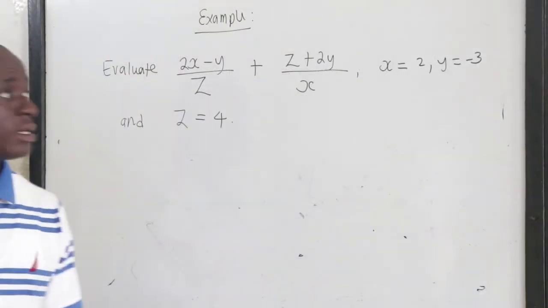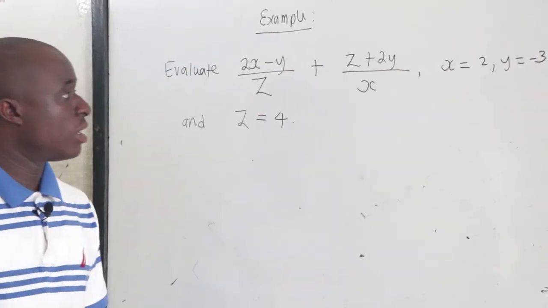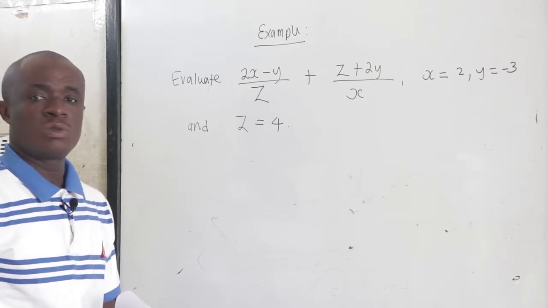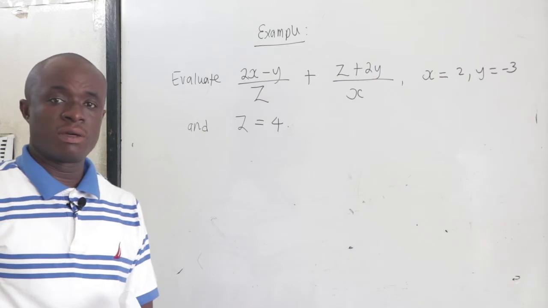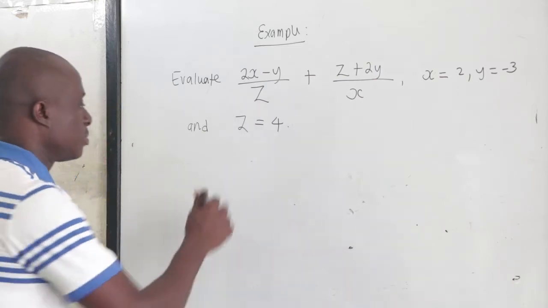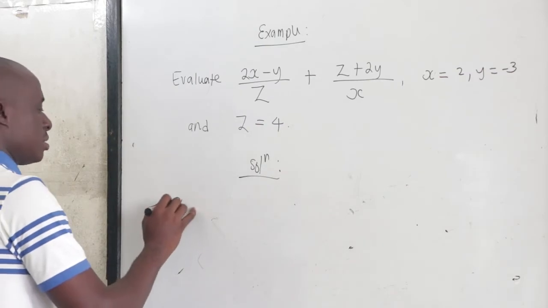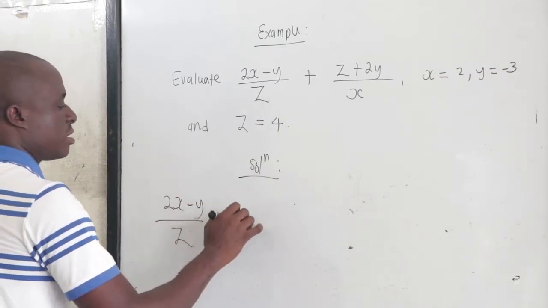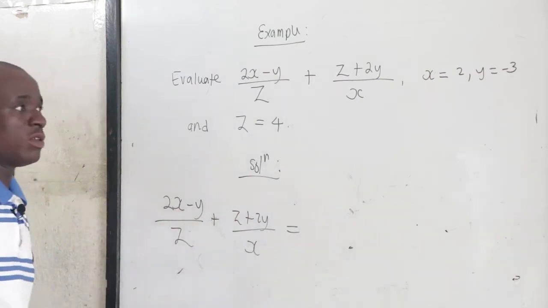Now let's consider this example. We are being given 2x minus y over z plus 2y over x, where x is 2, y is negative 3, and z is 4. Now this is a typical example of substitution. So with this, we have 2x minus y over z plus 2y over x. We are supposed to substitute the values.